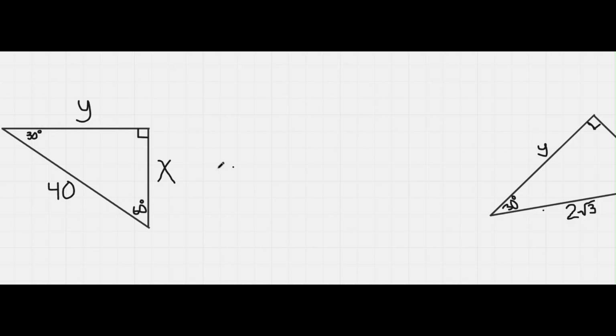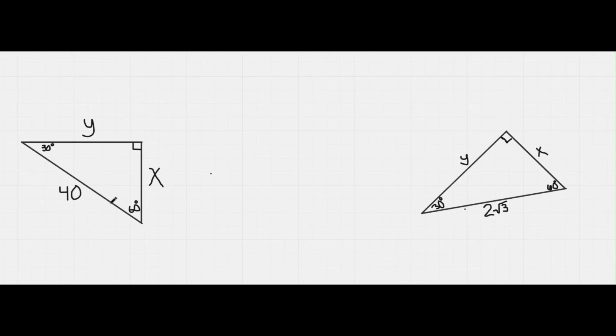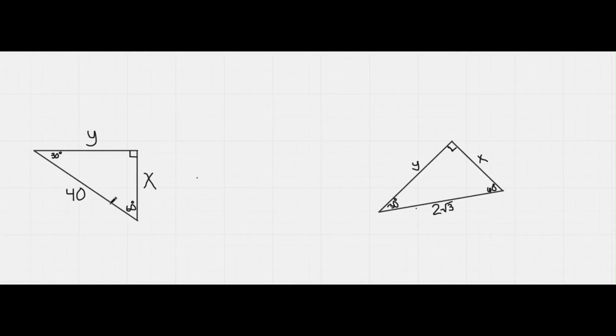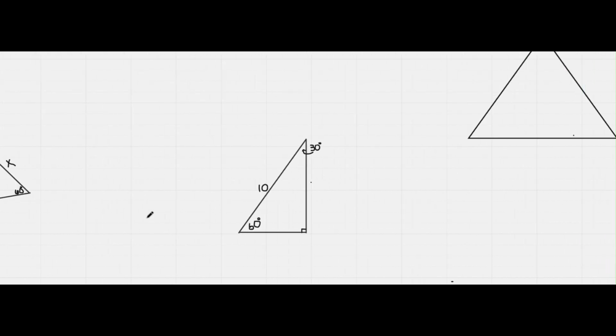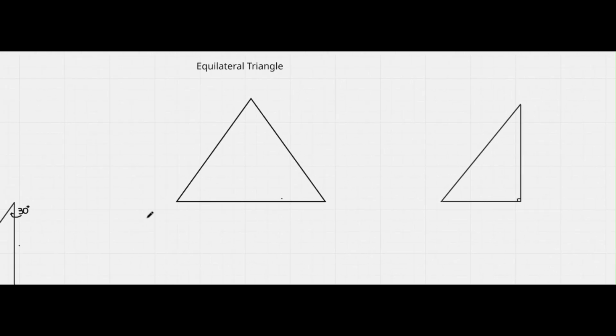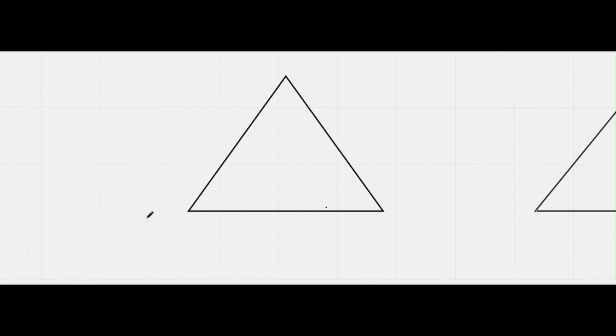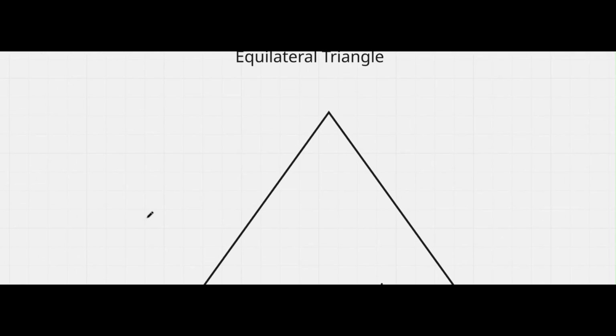But how do we use that information to find the missing legs here? We have a right triangle, and the hypotenuse is 40 units. We'll just call it 40 units of measure. Well, to figure out the length of the missing legs, we use the properties of a 30, 60, 90-degree triangle. So let's get into that.